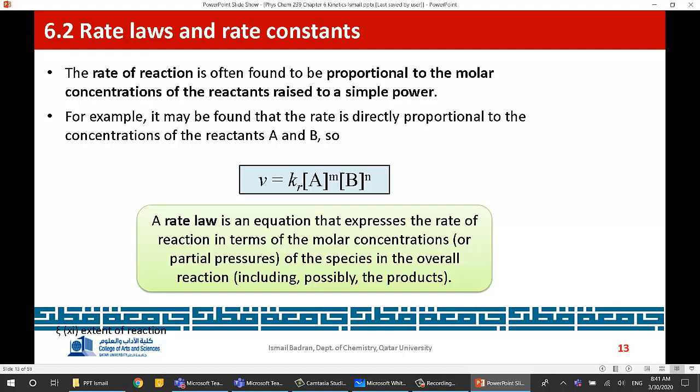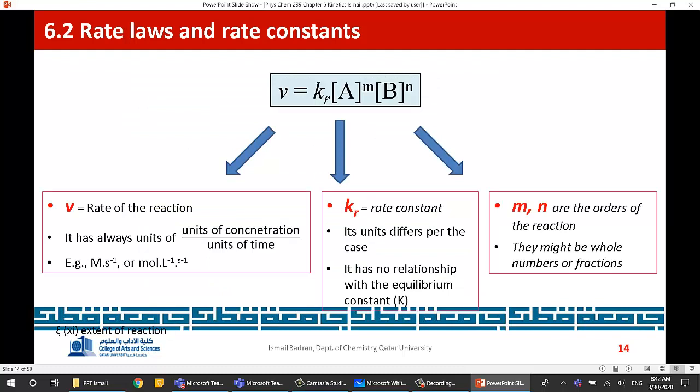The box in green here is called a rate law. A rate law is an equation that expresses the rate of reaction in terms of the molar concentrations or partial pressures of species in the overall reaction, including possibly the products. This is how you define the rate law. You define it in terms of reactants, not products. And V is equal to Kr times A to the power m times B to the power n.